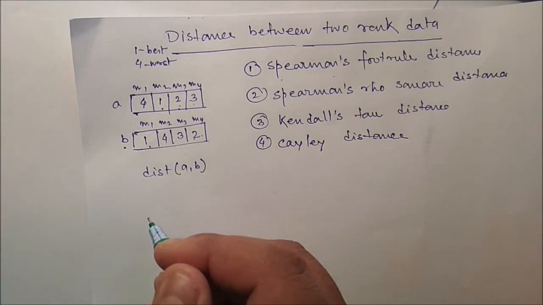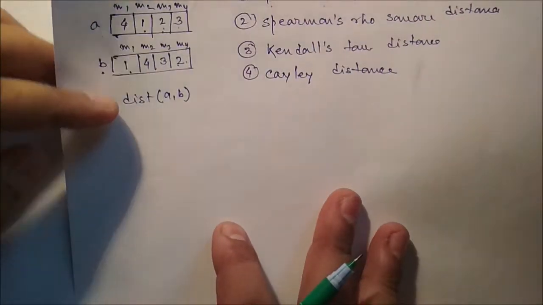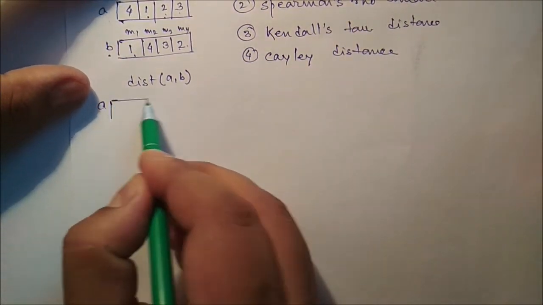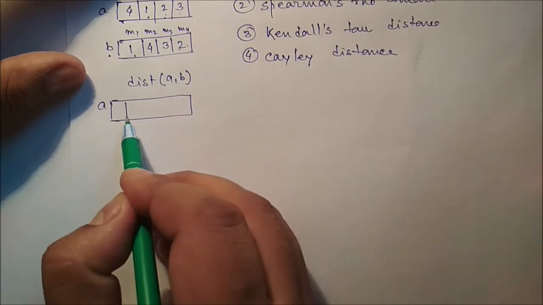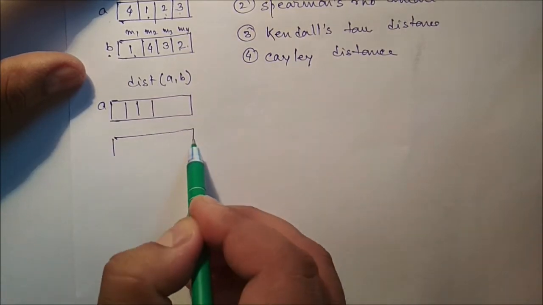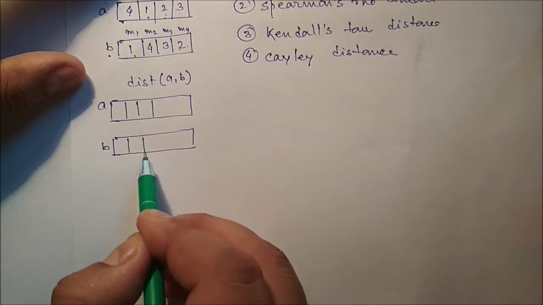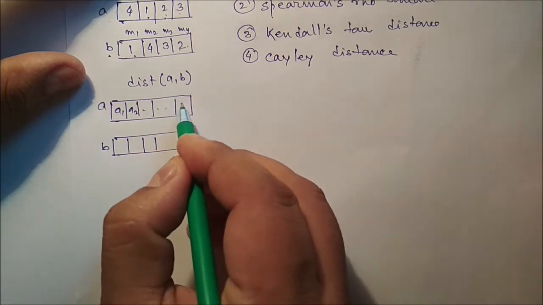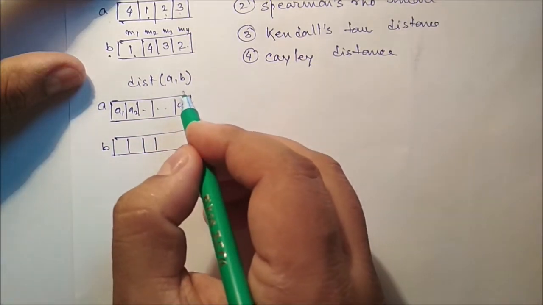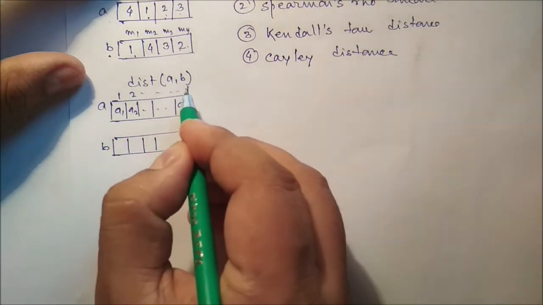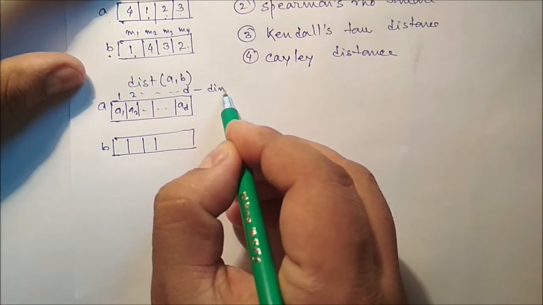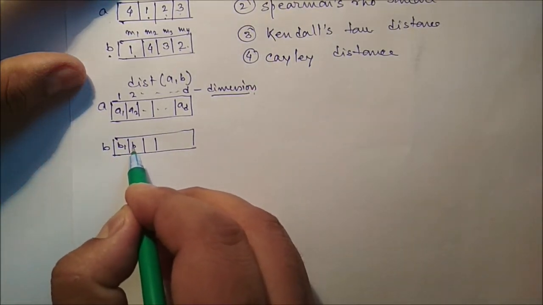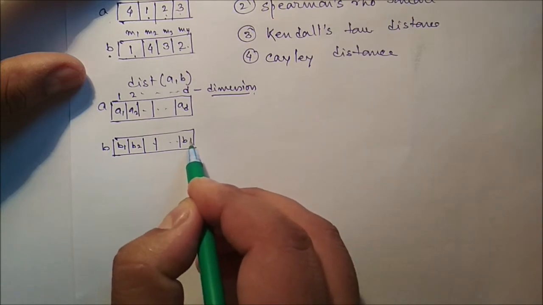First of all we should know the formula. Let we have data sets A and B. A may be A1, A2 to AD, where D is the dimension, that is, the number of features. Similarly, B1, B2 to BD.